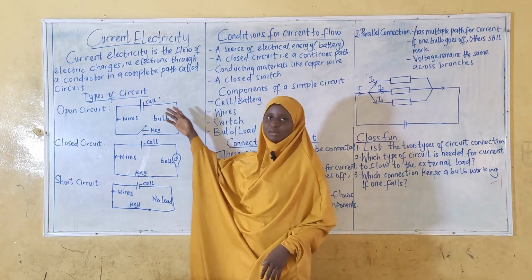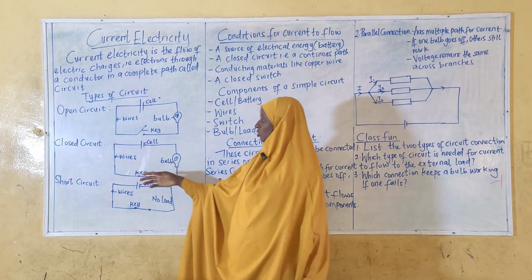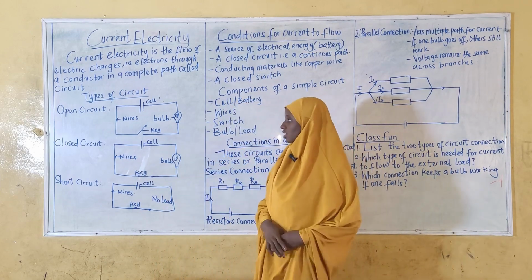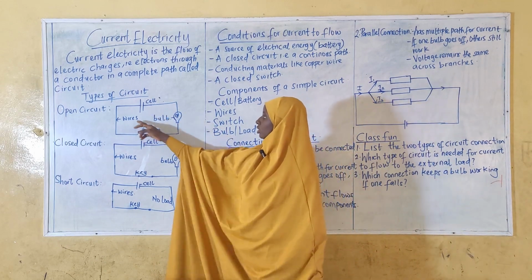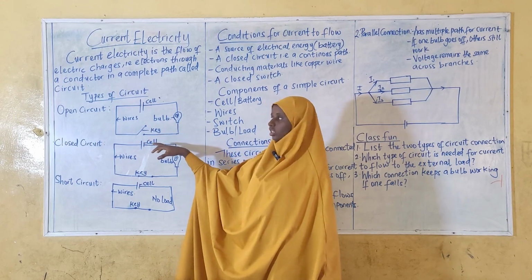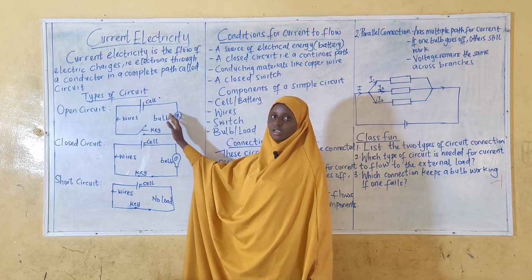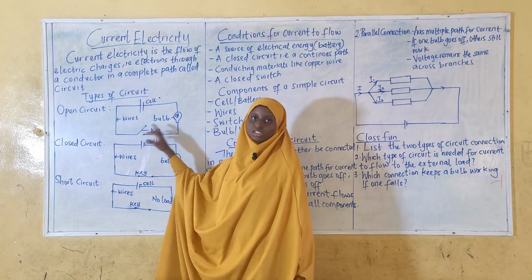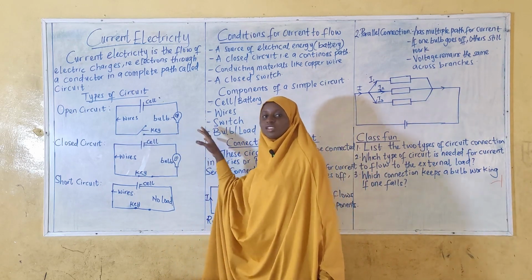Now, we have different types of circuits, as you can see. We have the open circuit, the closed circuit, and the short circuit. Now, for the open circuit, we have a cell, the wires, the bulb, and the key. For this open circuit, you are going to see that the key is opened. That means there is a break in the flow of electron in this circuit. That is why we refer to it as the open circuit.